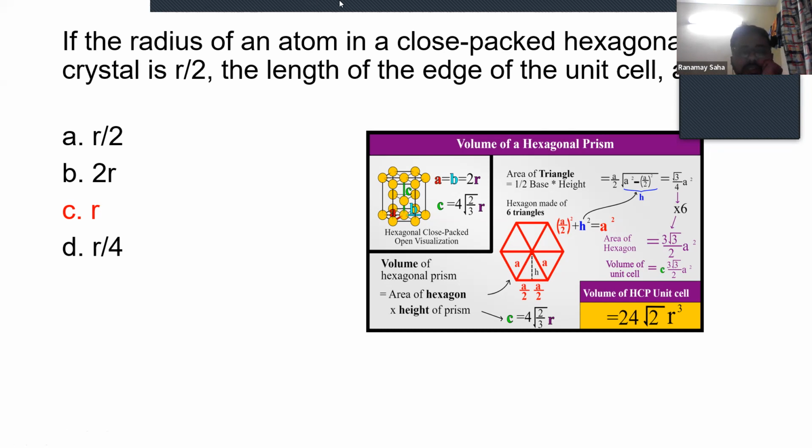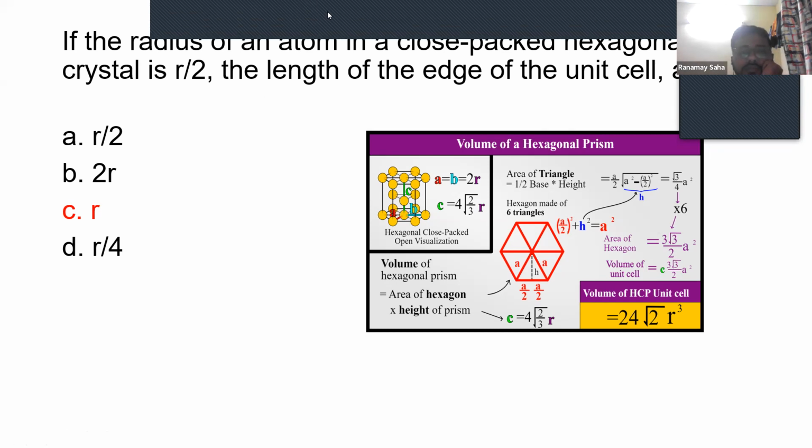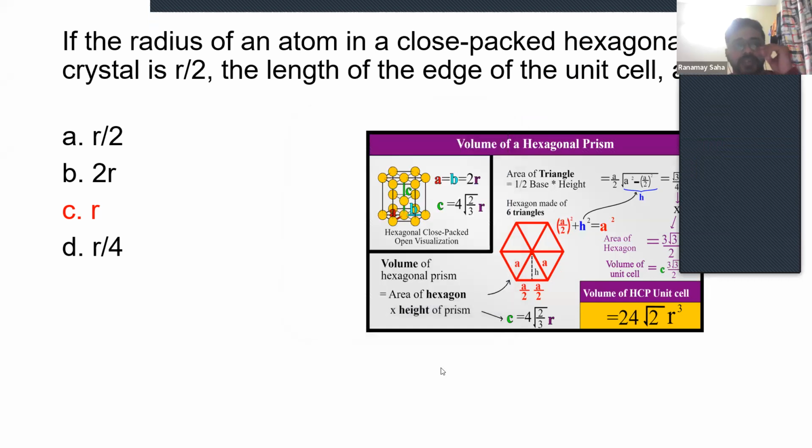Does anybody have any doubt till now? Okay, so we move to the next question.